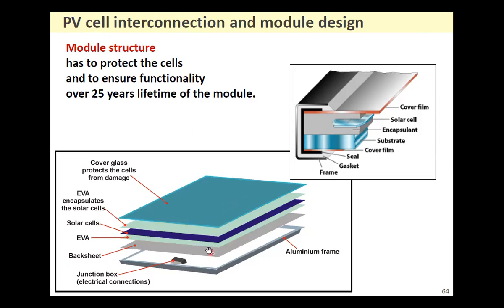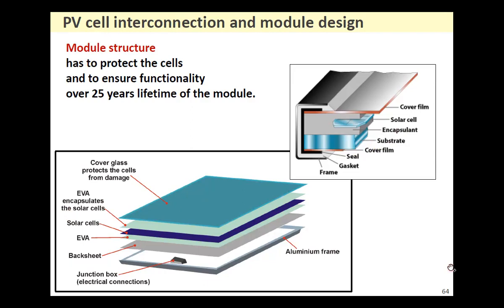Again, this is the cover glass. These are the laminations, and these are the solar cells. And then you have a back sheet. Normally it is white, and then you have this aluminum frame. This is the structure of the PV module: the frame at the edge, cover film, the solar cell, and this encapsulation layer, and the back sheet here represented by substrate.